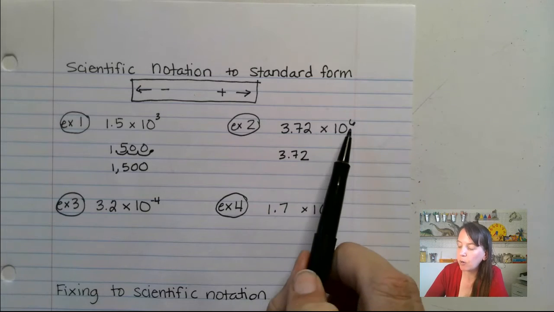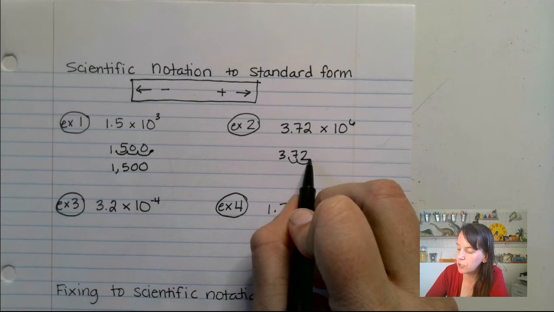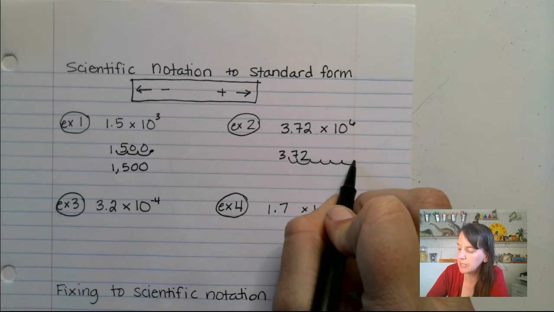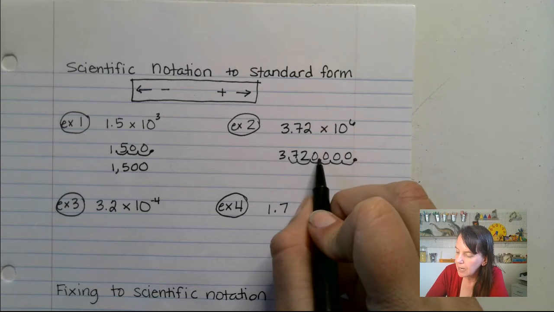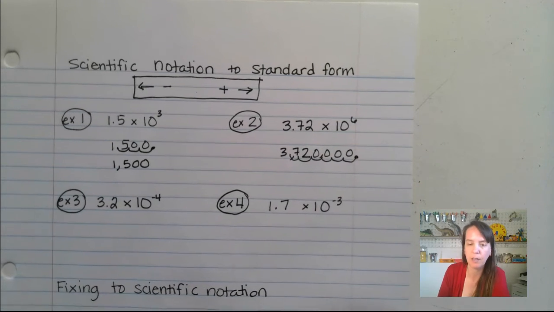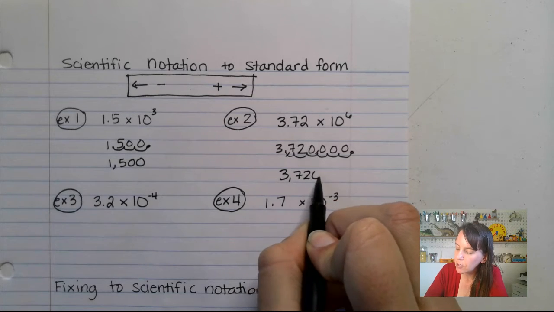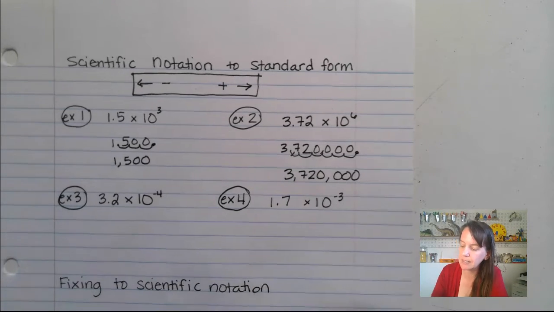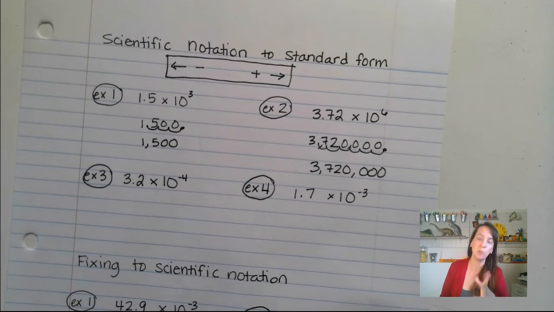Let's try that with this one. 3.72, and now we're going to the sixth, and we're going again in the positive direction. So we're going to go 1, 2, 3, 4, 5, 6. Put a decimal. Let's put in some zeros as placeholders here, and we're going to put some commas in so we don't get confused. So that means we have 3,720,000, and that is it.